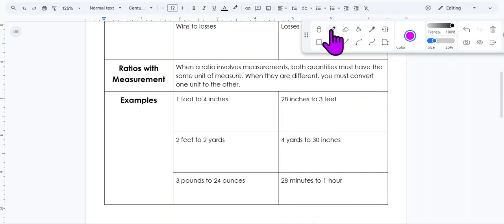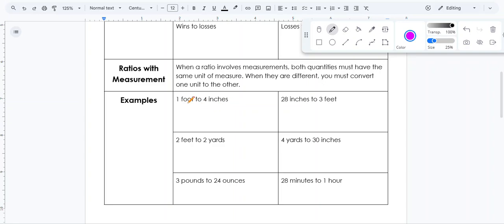Okay, sometimes with ratios, you have to compare measurements. And when you compare measurements, they have to be in the same quantity. They have to be in the same measurement. You can't do like 1 foot to 4 inches. They have to either both be feet or both be inches, okay? So what you have to do is convert sometimes. You have to convert it from one unit to another.